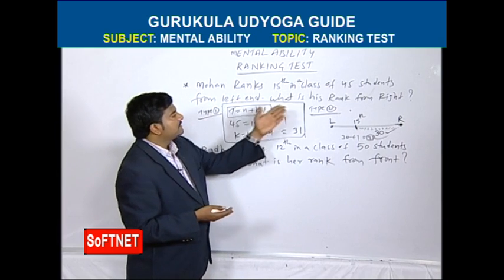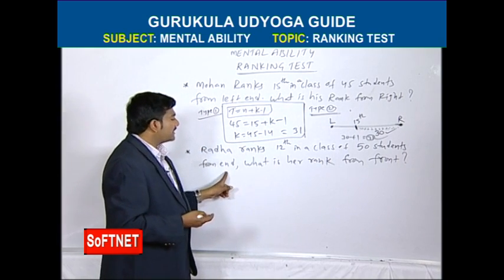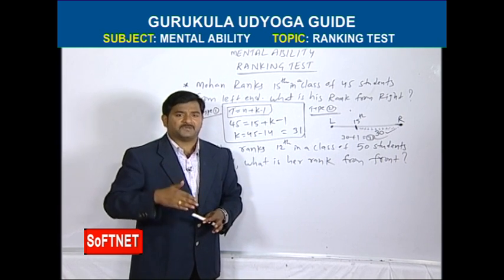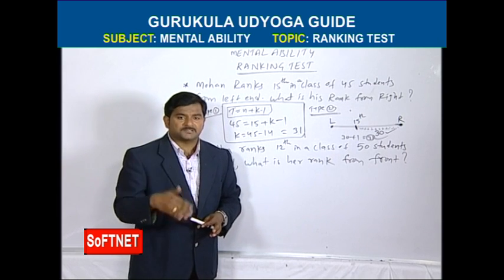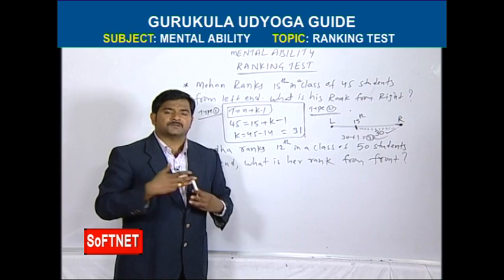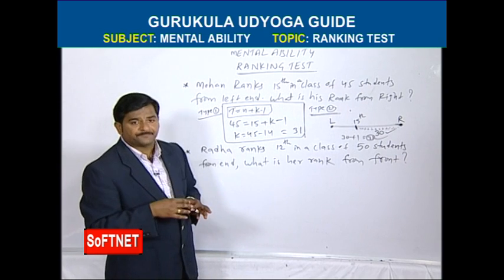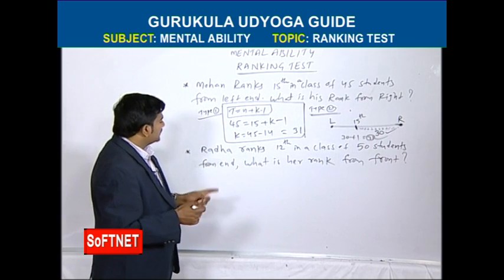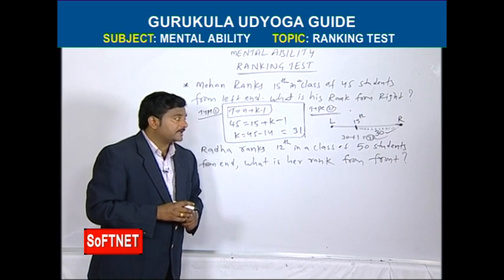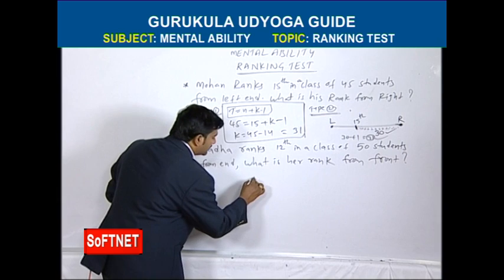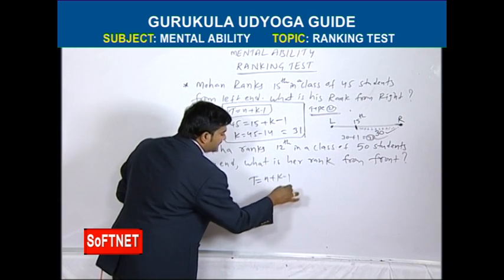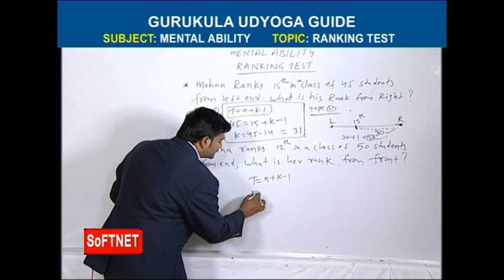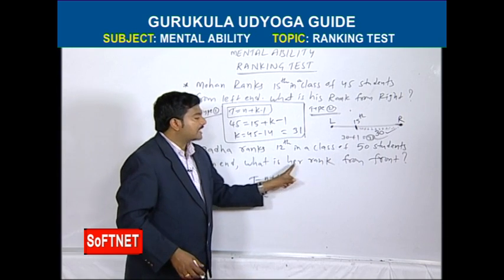Here left hand is given, and he asked to find right hand. But here he mentioned front and end, and he asked to find front. Front, end, left, back, south, north, east, west: however, the concept is the same, the question is the same. They are in opposite positions. Keep that in mind. Now see, Radha ranks how much? 12th in a class of 50 students. I know the total strength. The formula is again T is equal to n plus k minus 1. I am using type 1 by using the formula. So there are 50 students from end. What is her rank from front?